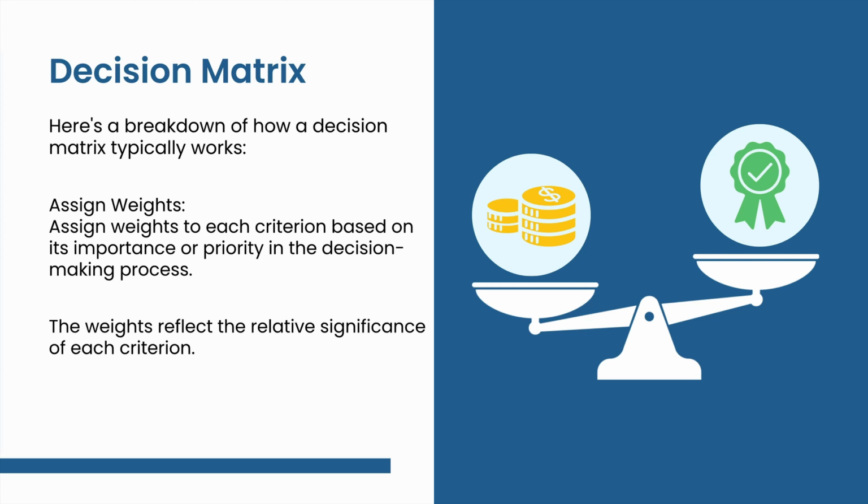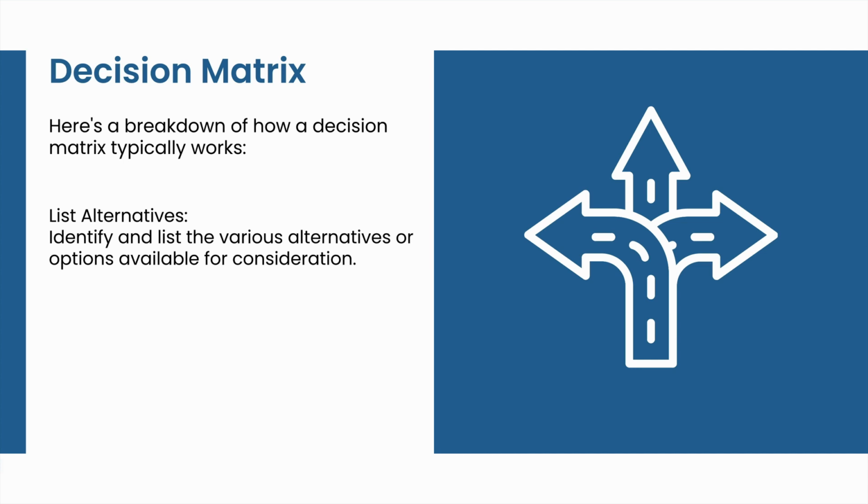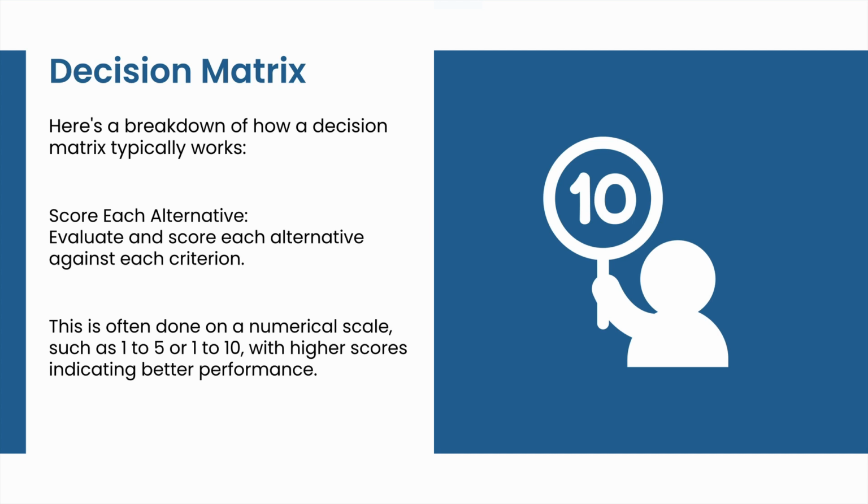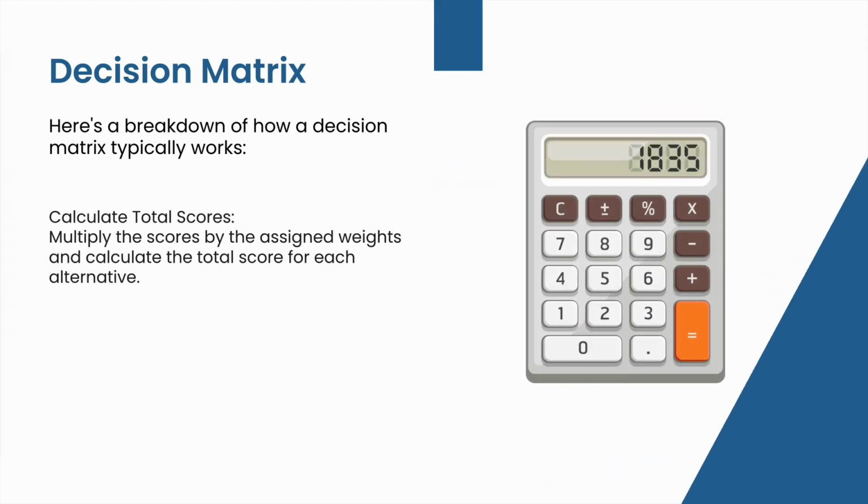Next, of course, we want to have a look at our list of alternatives or options. Then it's time to actually score each alternative. We evaluate and score each alternative against each criteria. This is often done on a numerical scale, such as 1 to 5 or maybe 1 to 10, with higher scores indicating better performance. Then what you're going to do is calculate those scores.